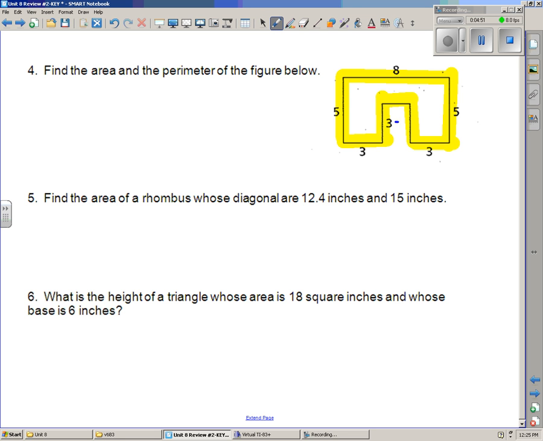If this side here is 3, this side here is 3. If this whole side is 8, and I've got 3 and 3, then this guy right here is 2. So now I have enough to add all the way around.